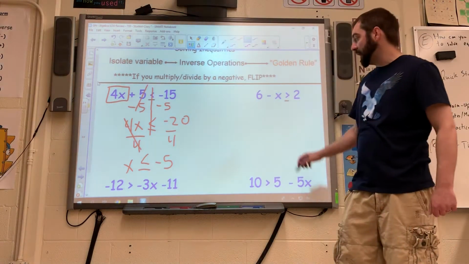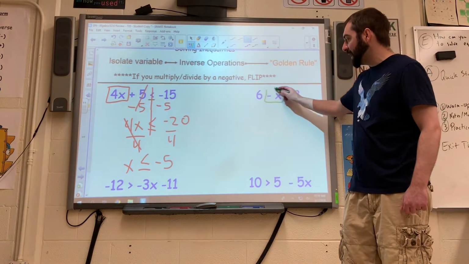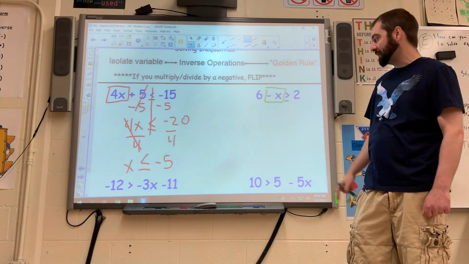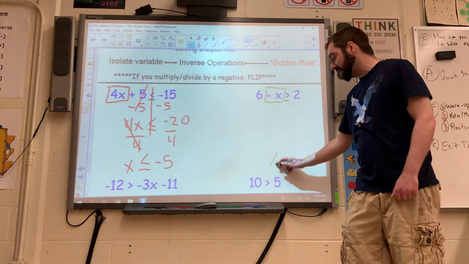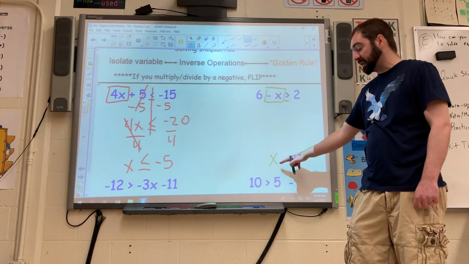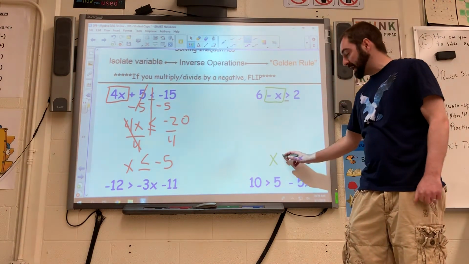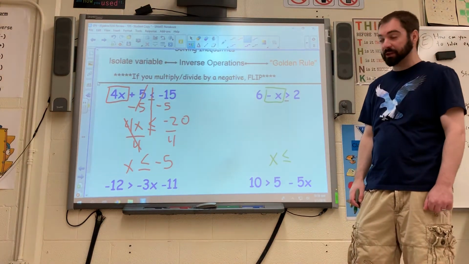Second one on the top right. This time, I have to be careful. I do have a negative coefficient. This is a negative 1 times x. So I know that at the end, again, my variable started on the left. It's going to stay on the left. But this time, greater than or equal to is going to end up flipping to less than or equal to.